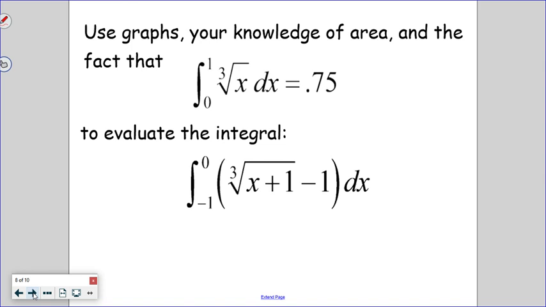So first of all, again, taking a second to remind ourselves of our transformations. The plus 1 that is inside the radical, where's that moving our graph? Left. And then the minus 1 on the outside? Down. Okay, so each of those points that we had are now going to move left 1 and down 1.